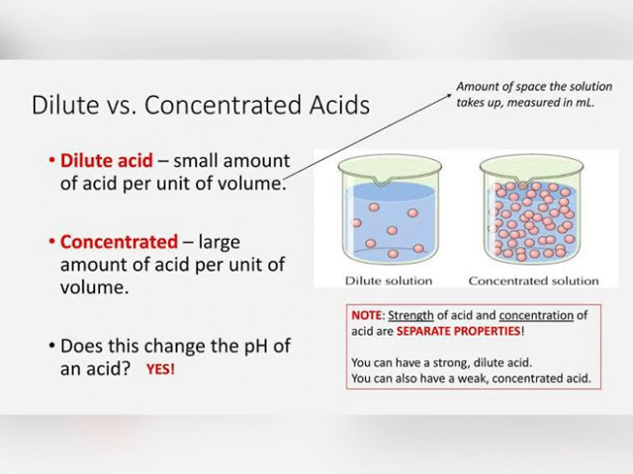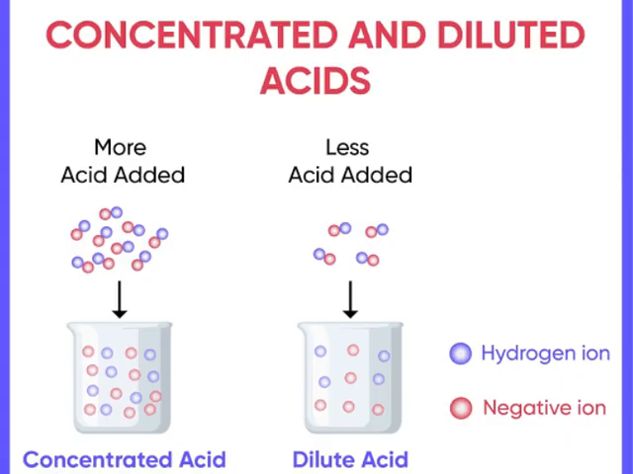The strength of an acid and the concentration of an acid are separate properties. You can have a strong dilute acid. You can also have a weak concentrated acid. Concentrated and diluted acids: in concentrated acids, there is more acid added, while in dilute acid, there is less acid added. The purple represents the hydrogen ion, while the red represents the negative ion.